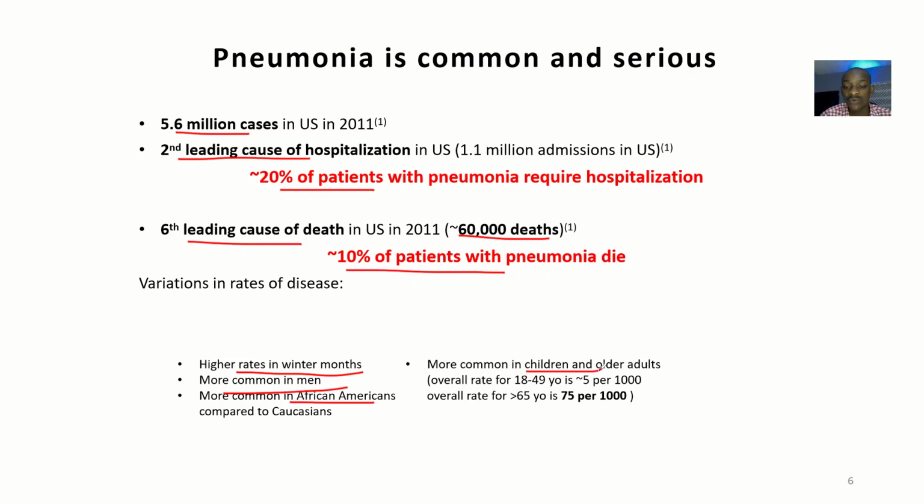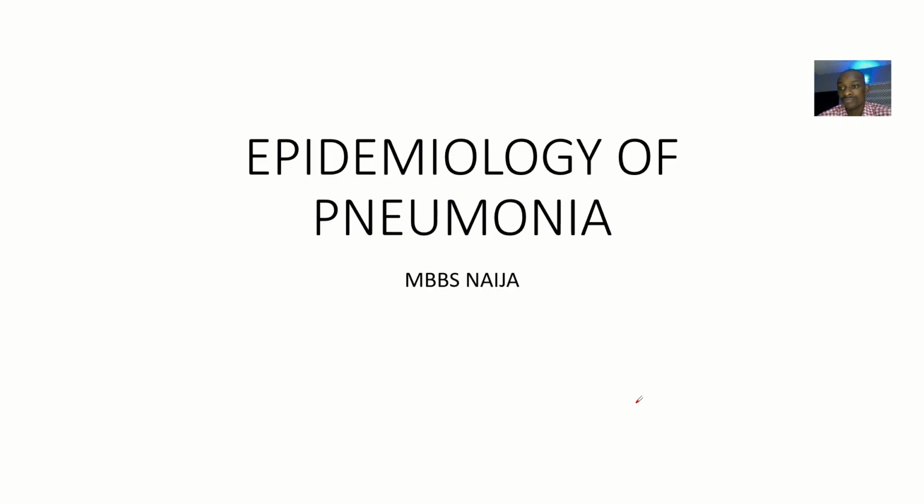Overall rate for people between 18 to 49 years is just 5 per 1,000 people. That's low. That's the people between the adolescent stage and middle age. Therefore, people above 65 years have a higher occurrence. You could see 5 here, but here is about 75. So I think that's it for the epidemiology of pneumonia, basically trying to have a rough idea of how this disease condition is affecting the whole world. So that's it.